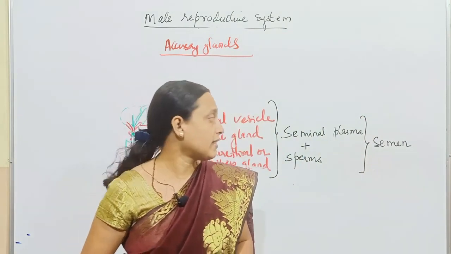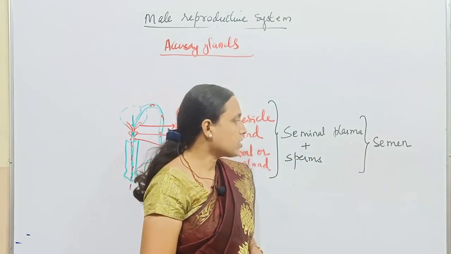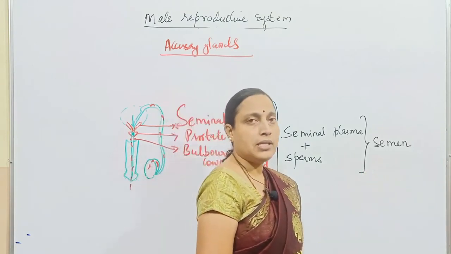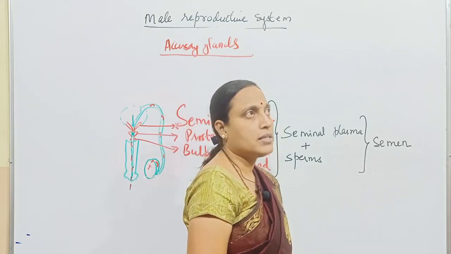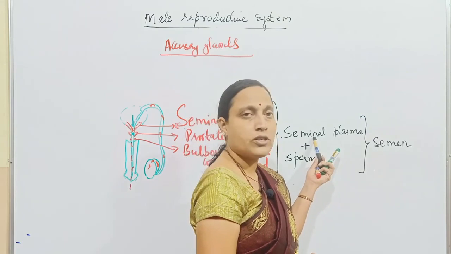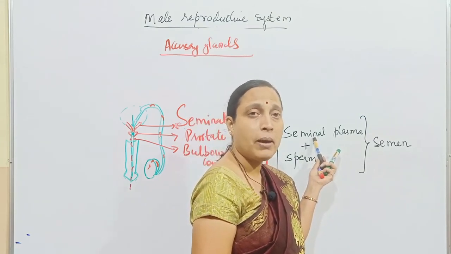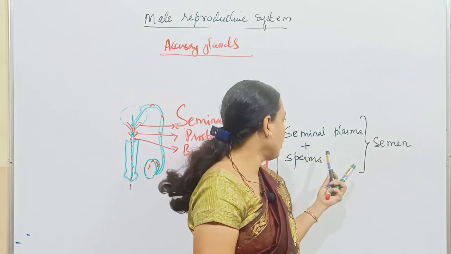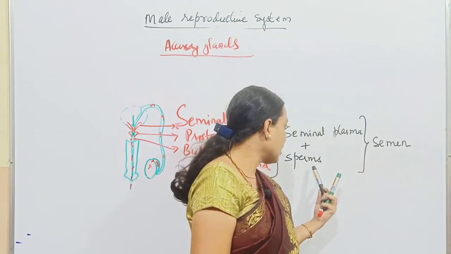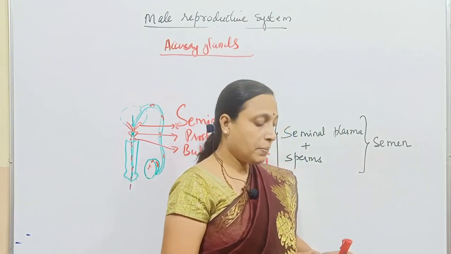So you should know that semen is a combination of seminal plasma and sperms. Coming to semen, 60% of seminal plasma is contributed by the seminal vesicle, 25% mainly by the prostate gland, and the remaining by the rest of the glands. Then that further combines with the sperms and forms what? Semen.